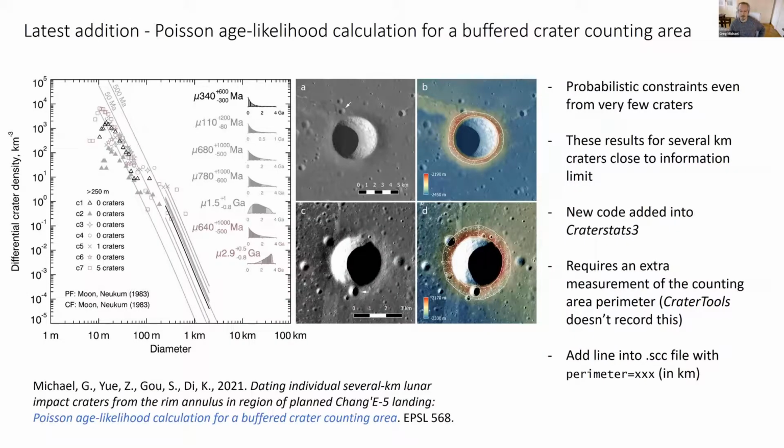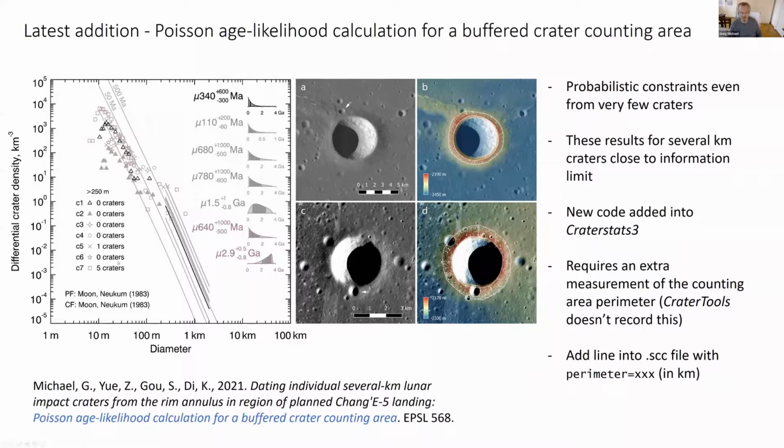And just to show that the new development is going into this new software, this is a recent paper that I made with some Chinese colleagues looking at a Chang'e 5 landing site, where we were trying to date some very small features. This was interesting to me because this is right at the limits of what you can do with crater dating. We were trying to date some rather small impact craters, about 3 to 5 kilometers in diameter, by looking at superposed craters on their rims.